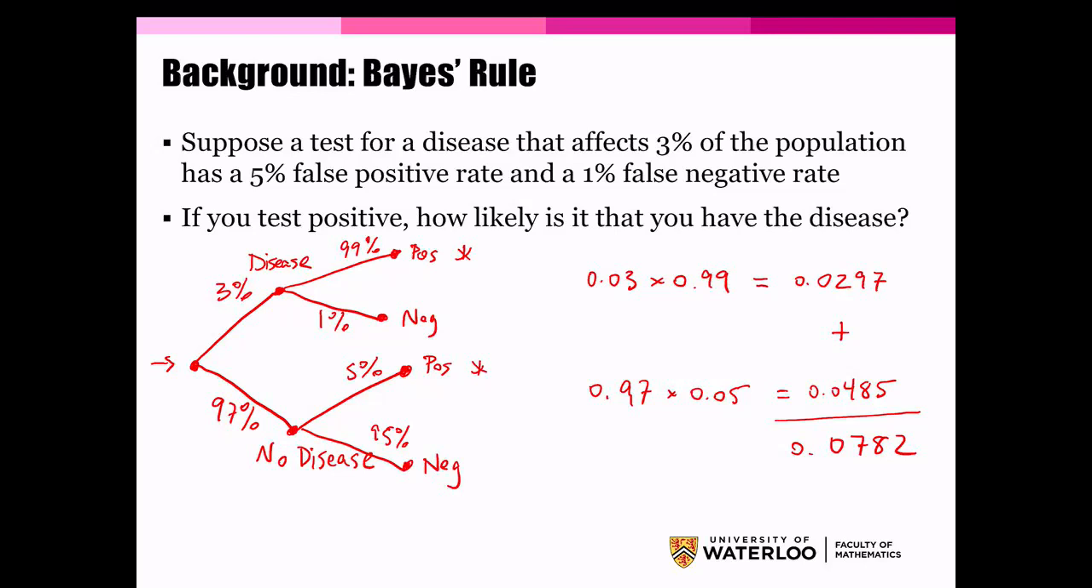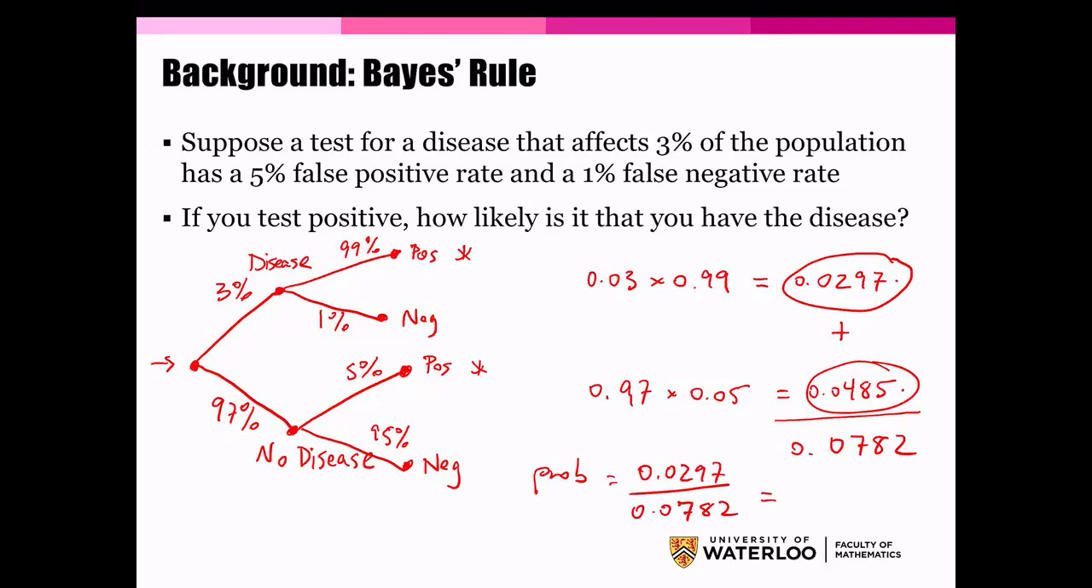So we know that 7.82% of the population tested positive. But those positive tests are made up of these two groups, this just under 3% and this 4.8%. So if all we know is that we tested positive, which is the 0.0782, the probability that you have the disease is just the probability that you belong to this group rather than that group. So the probability is going to be 0.0297, the probability that you have the disease and tested positive, divided by the probability that you tested positive, which is going to be equal to 0.0297 divided by 0.0782, which is 37.9%, basically 38%.